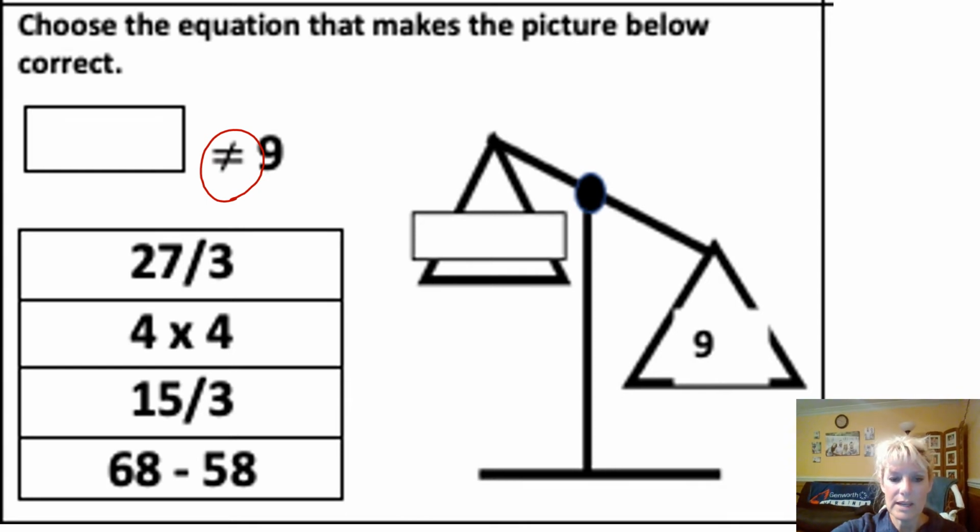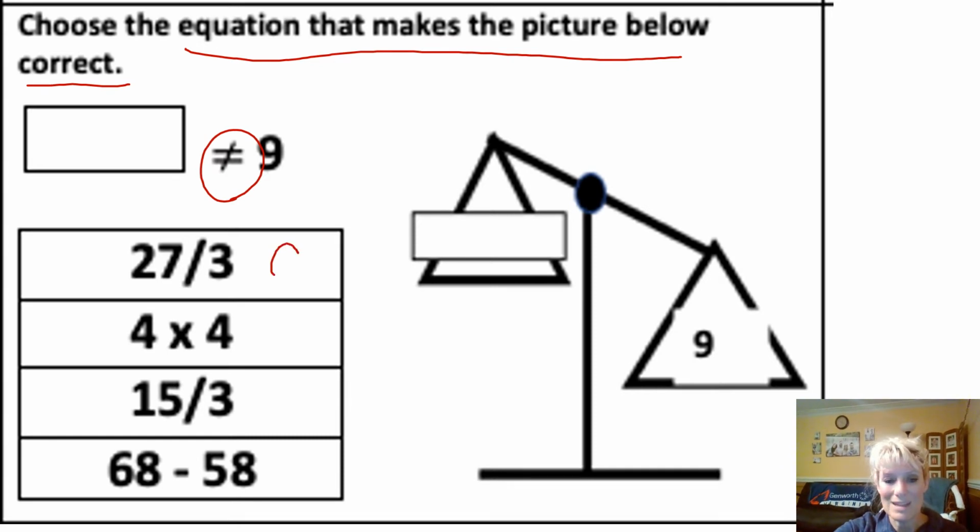So we're going to go ahead and look at our answers down below and write all our answers beside there, and we want to find the one that is not equal to 9 because we want to make sure that the equation makes the picture correct. So we notice that the balance scale is not correct. That's why 1 is not equal.